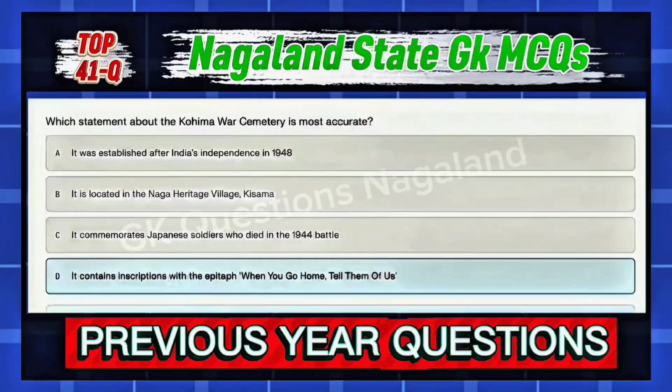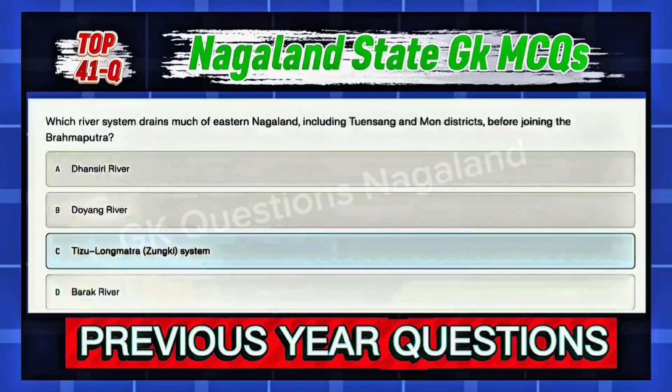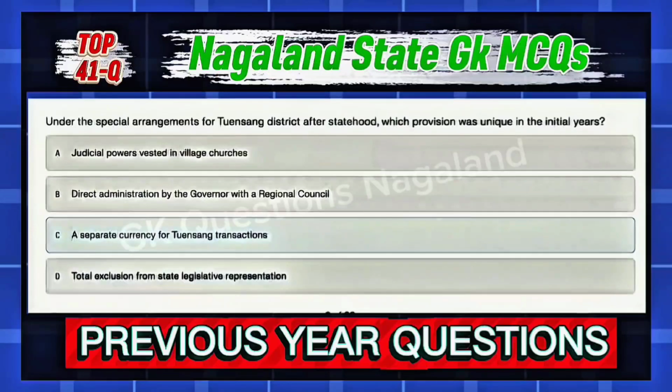Question 30. Which river system drains much of eastern Nagaland, including Tuensang and Mon districts, before joining the Brahmaputra? Options: A. Dhansiri River. B. Doyang River. C. Tizu Longmatra System. D. Barak River. The correct answer is C. Tizu Longmatra System.